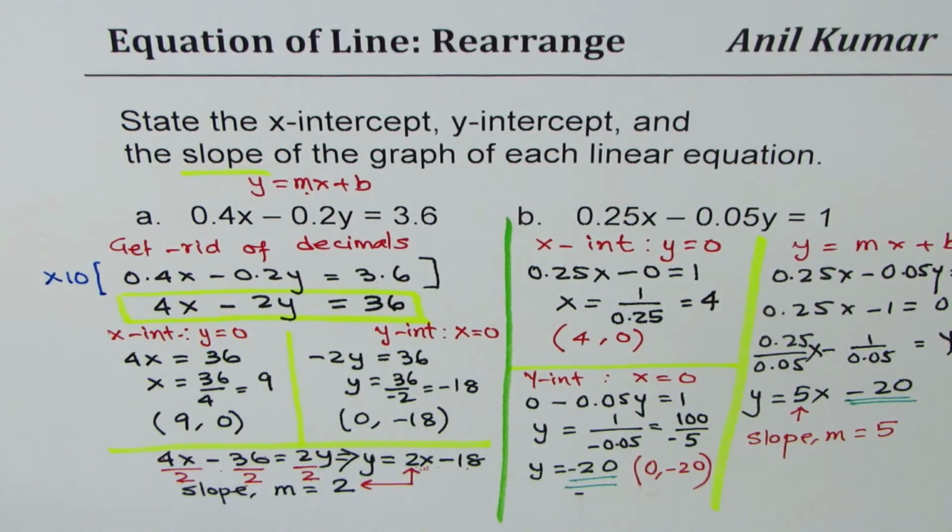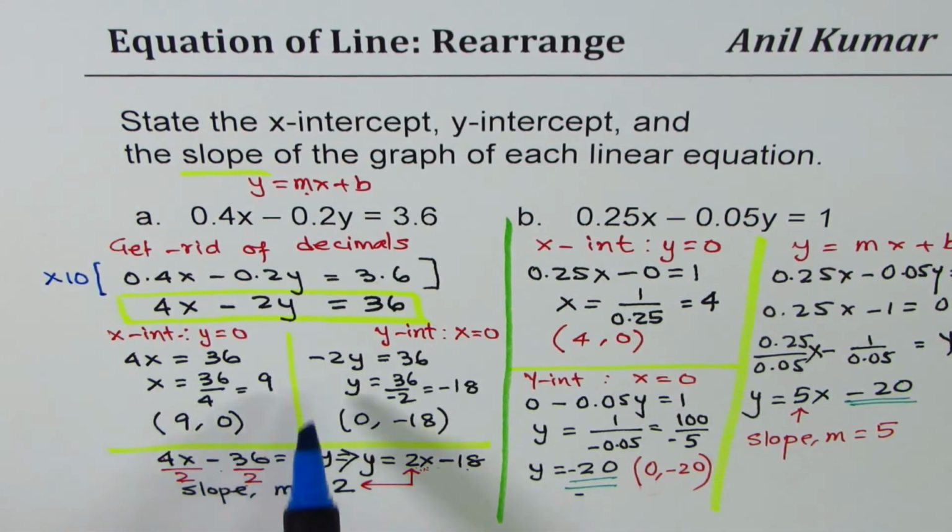I hope these steps clearly indicate the process which should be followed to find x and y intercepts and the slope. Once you have that information, try to sketch your graph, right? So if you sketch, what do you expect? Okay, let's do a rough sketch. I'm not making a scale. In the first case, the equation was y equals 2x minus 18. That means minus 18 is your y-intercept, slope is 2.